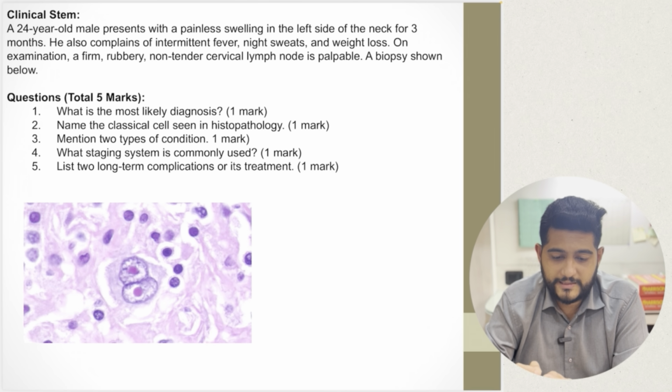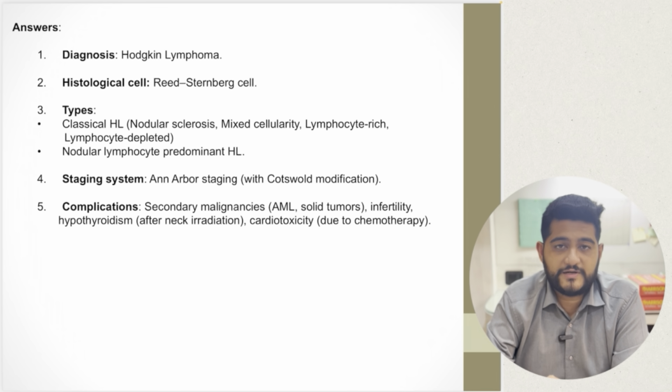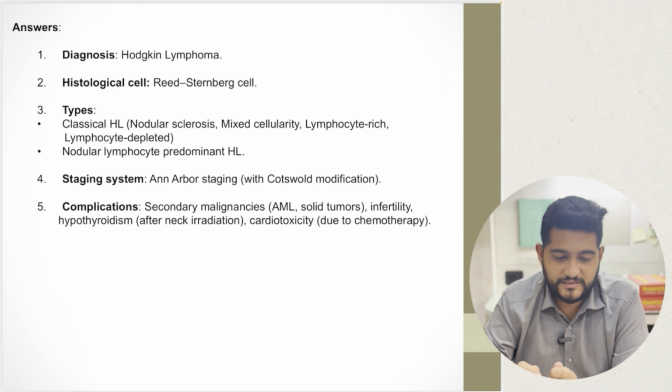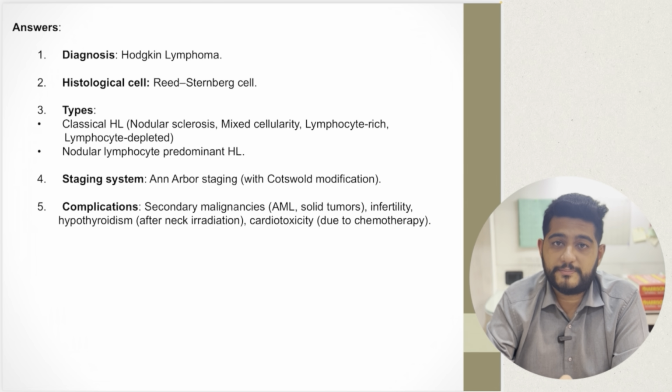So I think the differentials are quite few. And if you see the biopsy, a typical characteristic cell is being shown. So definitely the diagnosis is Hodgkin lymphoma. The histological cell which is being shown is the RS cell, that is the Reed-Sternberg cell. There are 2 types basically, the classical Hodgkins and the non-classical Hodgkins. Classical includes nodular sclerosis, mixed cellularity, lymphocyte rich and lymphocyte depleted types, and the non-classical is the nodular lymphocyte predominant. And the biomarkers are also different in the classical and non-classical types.